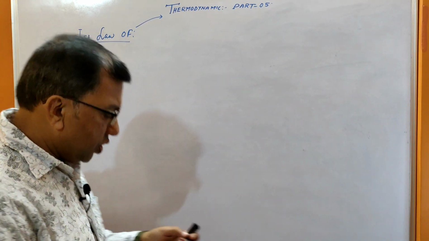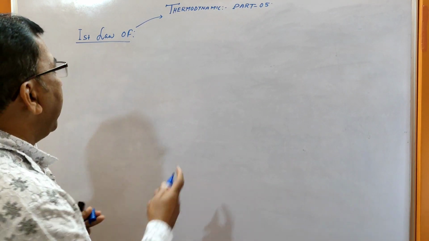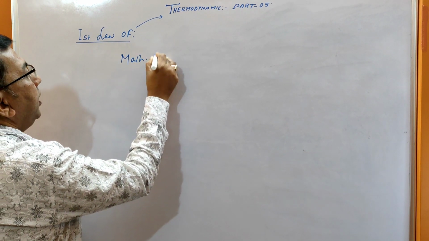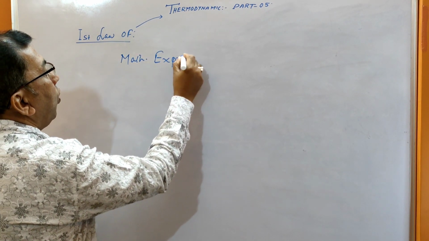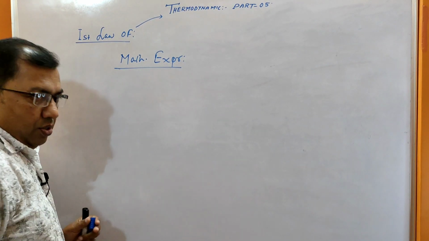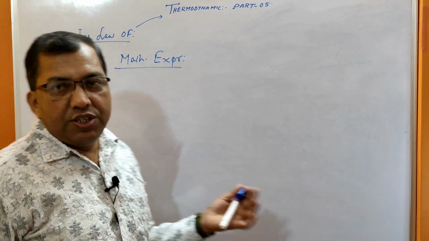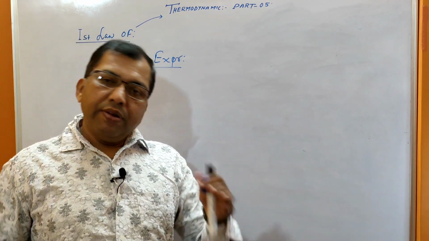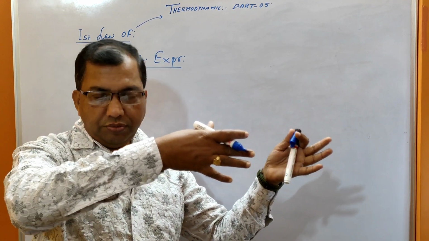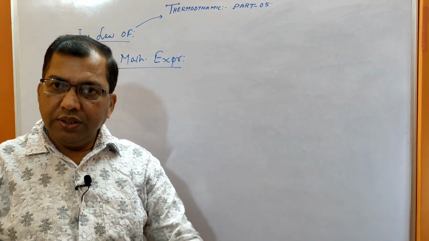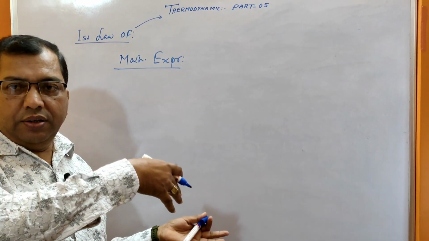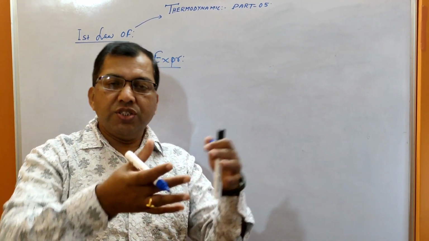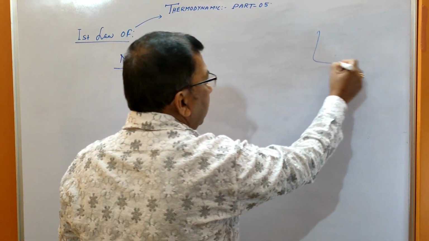So, the mathematical expression. What will be the mathematical expression of this? Suppose a system has an initial internal energy, and after applying heat Q, its internal energy will increase. That is, the internal energy U1 will become U1 plus Q, and W work is done on the system.